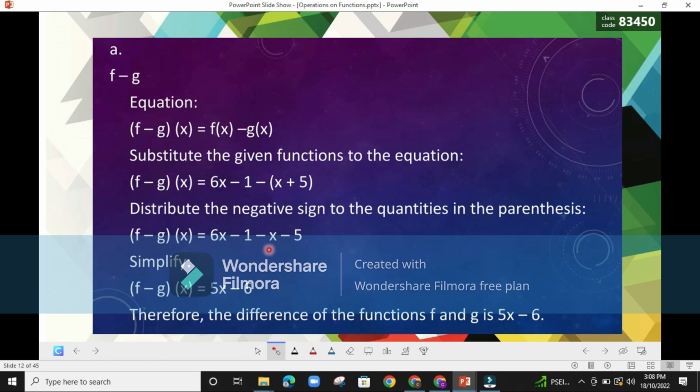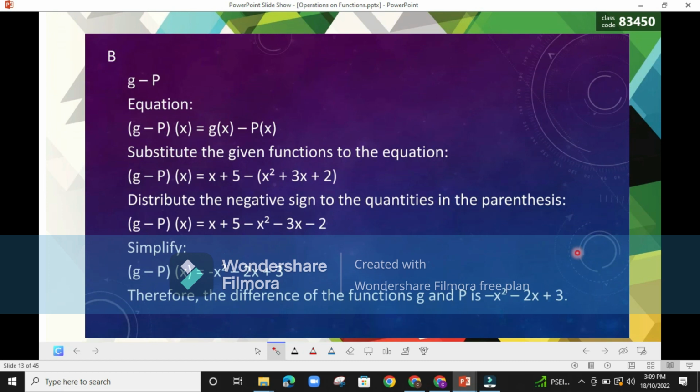Then we're going to combine like terms and simplify. You have f minus g of x is equal to, you have 6x minus x, you have 5x, and negative 1 minus 5, you have negative 6. Therefore, the difference of the functions f and g is 5x minus 6. Okay, let's proceed to the second example.